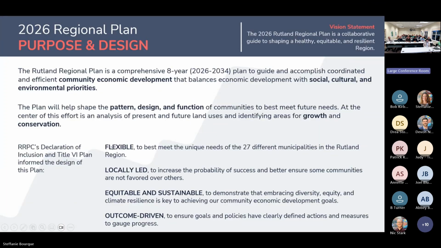So moving into the plan, purpose, and design. What is the plan and why is it important? The plan is a comprehensive 8-year plan to guide and accomplish coordinated and efficient community economic development that balances economic development with social, cultural, and environmental priorities. Once adopted, this plan would cover 2026 to 2034.